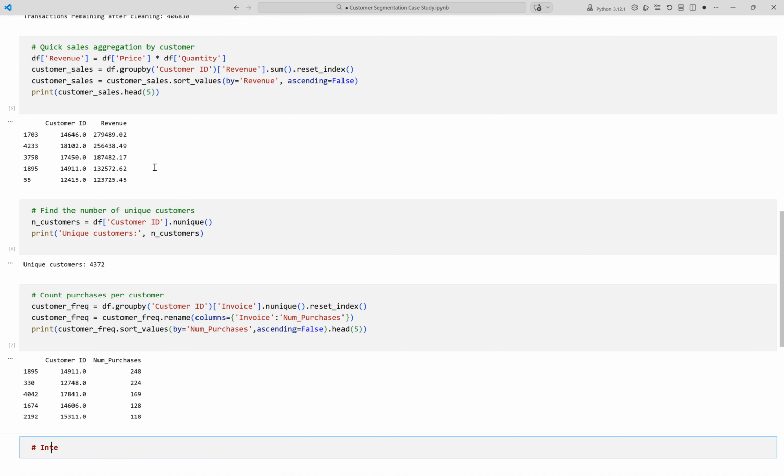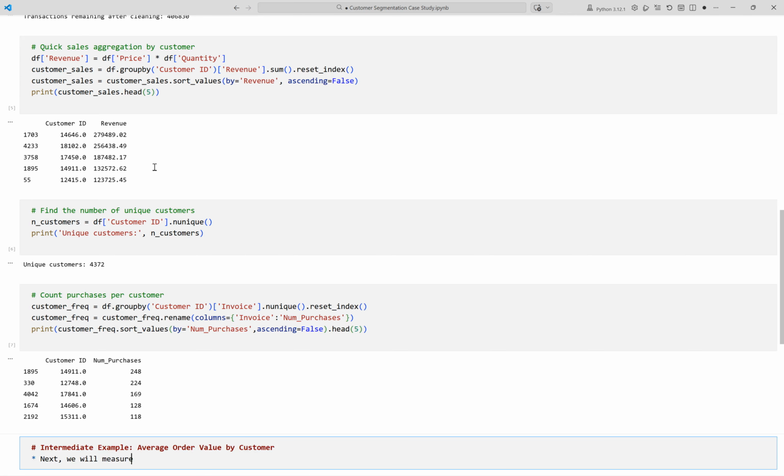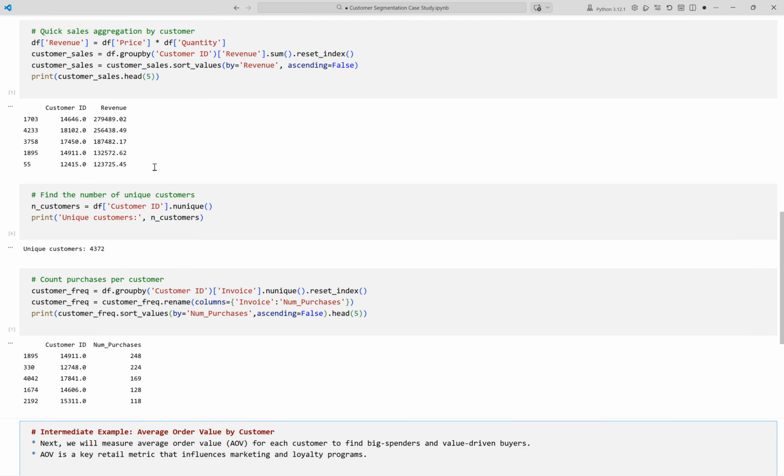Intermediate example: average order value by customer. Next, we will measure average order value (AOV) for each customer to find big spenders and value-driven buyers. AOV is a key retail metric that influences marketing and loyalty programs. The formula is simple: total revenue divided by number of unique orders for each customer. Running the cell now.